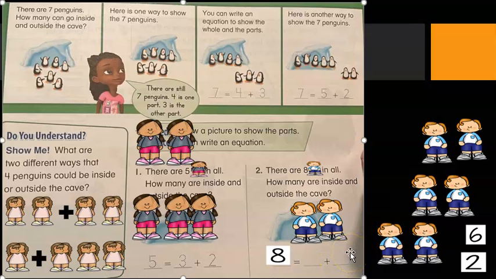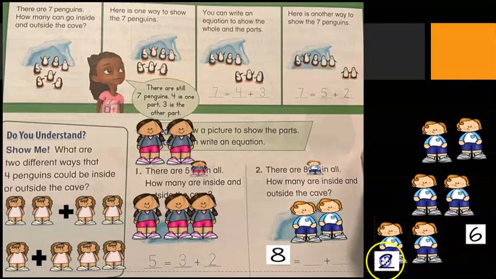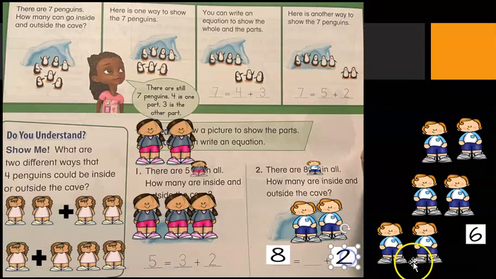Now look. There's already 2 boys inside the cave, okay? There's 2 boys here already. So, Mr. Begay is going to grab that number 2. I'm going to put it right there, because look, there's already 2 boys inside the cave. Now, there's 6 boys that are going to be on the outside, which are here, okay? Now watch, I'm going to put them here.